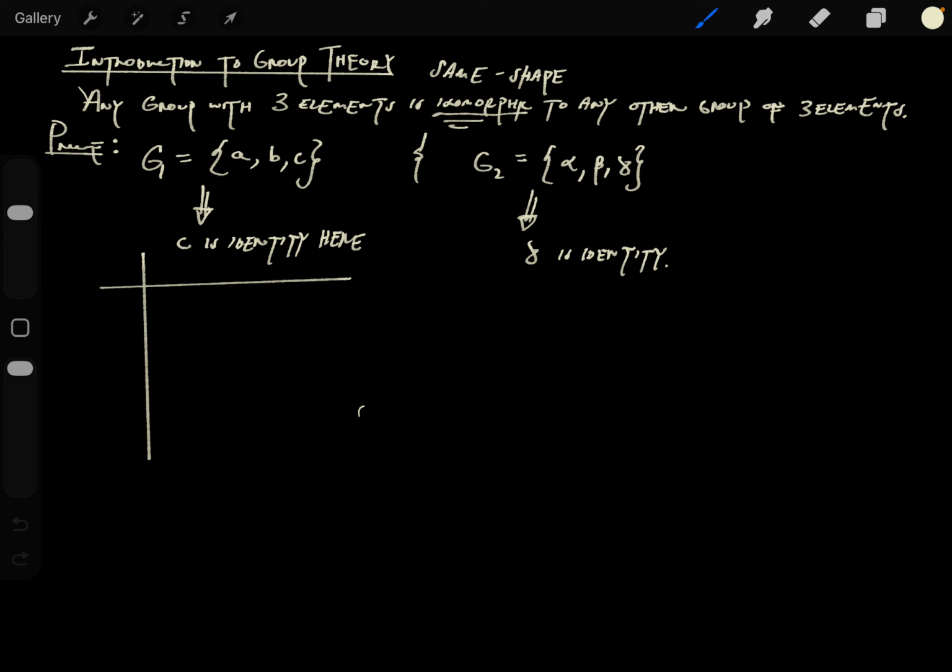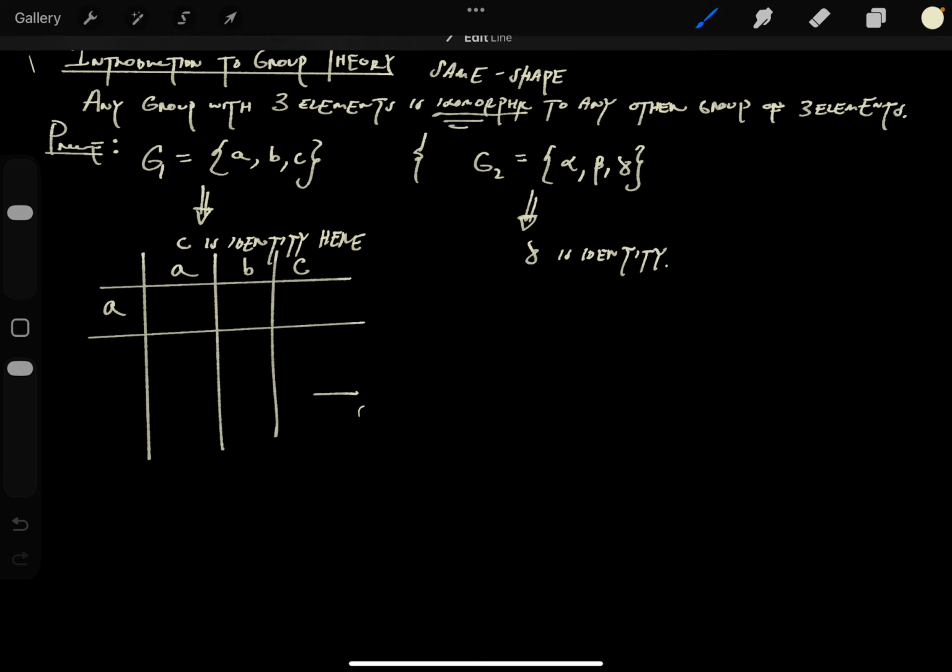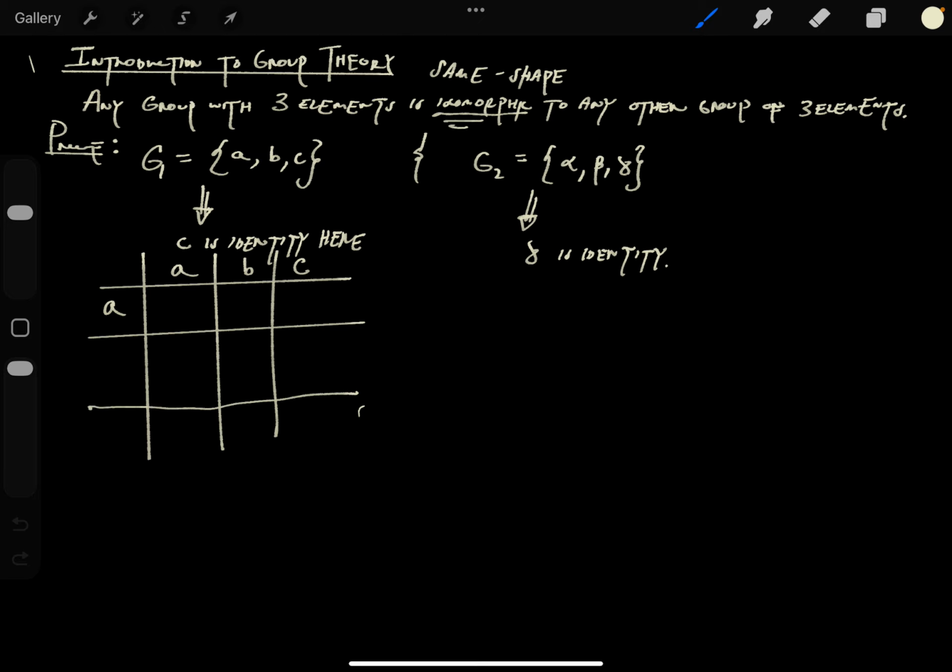So let's say I have A, B, and C here, and A, B, and C here. So this is going to be A star A, this is going to be A star B, this is going to be A star C. But A star C must be A, because it's the identity. And then C star A is going to be A. And we can fill in the rest, because this is going to be B, and then C star B is going to be B.